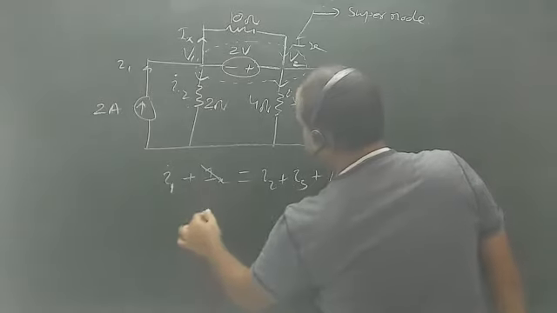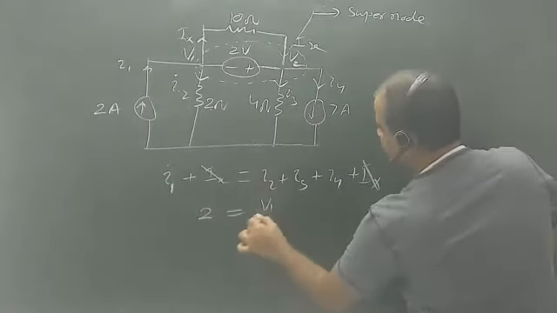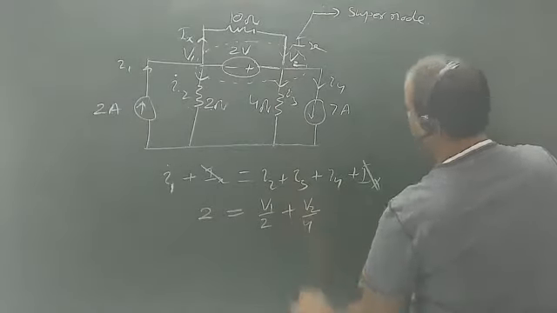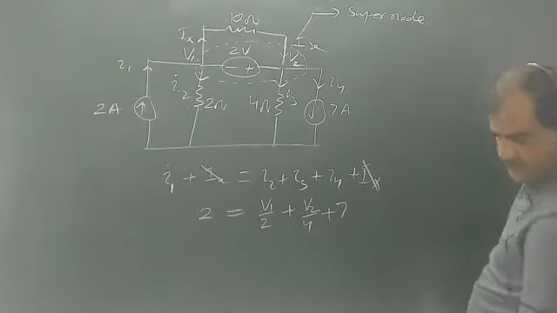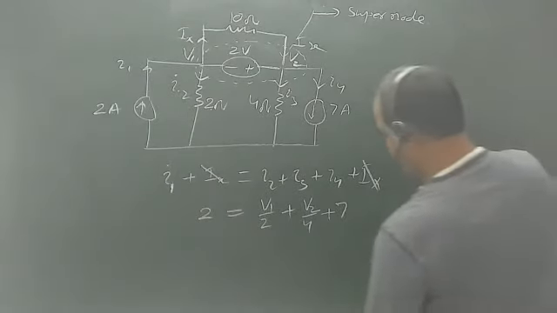So now I1 is equal to I2 plus I3 plus I4. I2 is V1 by 2, I3 is V2 by 4 and I4 is 7. So now you can solve it. You can make equation. So if you solve this one, okay.